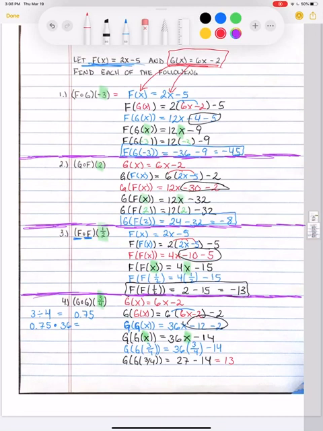All right. We have our last answer. And we are done. That is how you compose two functions and evaluate two functions after you compose them.